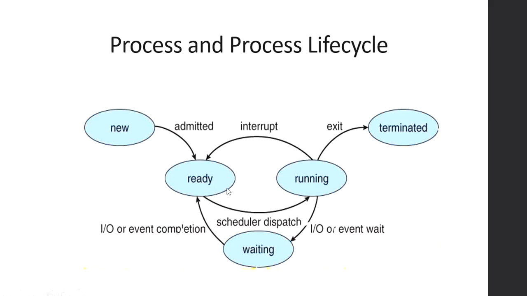So the first state is new. When a process is created, it enters the new state. After the process has been created, it is ready for execution. When it is ready to be executed but is not actually executing and is waiting to be assigned to the CPU, then it is called the ready state.